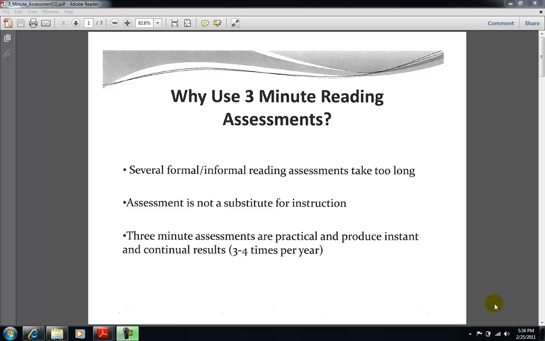So, if you would like to have out your 3-minute assessment guide, either the grades 1 through 4 or grades 5 through 8, I'm going to have grades 1 through 4 with me, and I'm going to spend most of my time looking at pages 8 through 12.